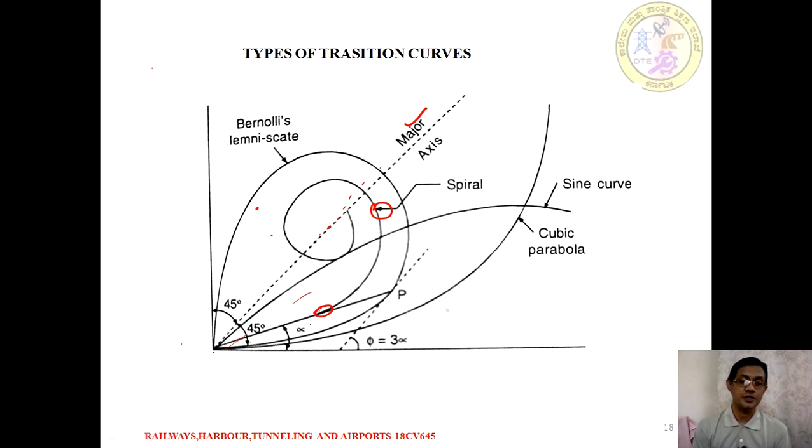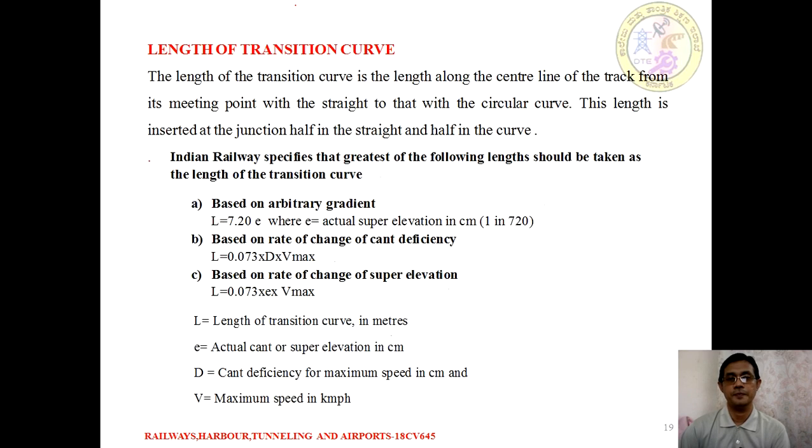Similarly, for a cubic parabola, the shape of the curve is gradually increasing over a period, and also it is falling. Next is the Bernoulli-Lemniscate, where the curve nature is like this. There is a gradual increase and gradual decrease over the gradient. So depending upon the site criteria and design principle, different types of transition curves are used.